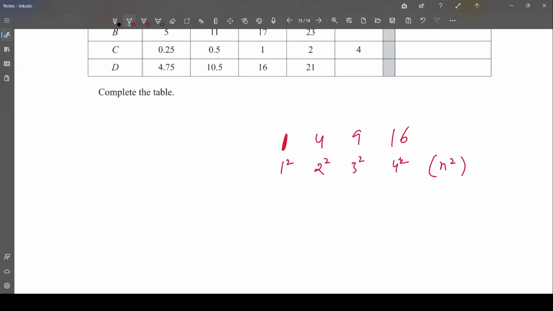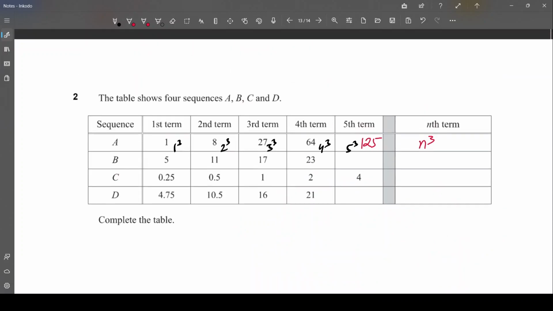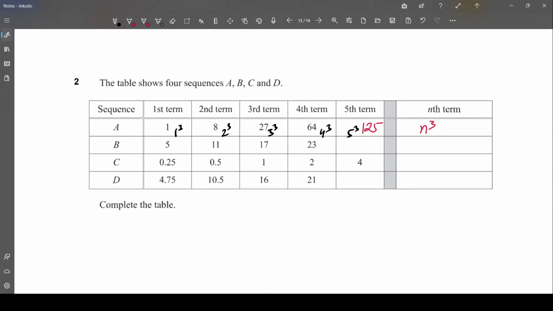In the same way, if it is cube, 1 cube is 1, 2 cube is 8, 3 cube is 27, 4 cube is 64. What is the nth term for this sequence? Because this is 1 cube, 2 cube, 3 cube, 4 cube, the nth term should be n cube, right? So in the same way, we got this answer as n cube for the term. And let's do the next question.